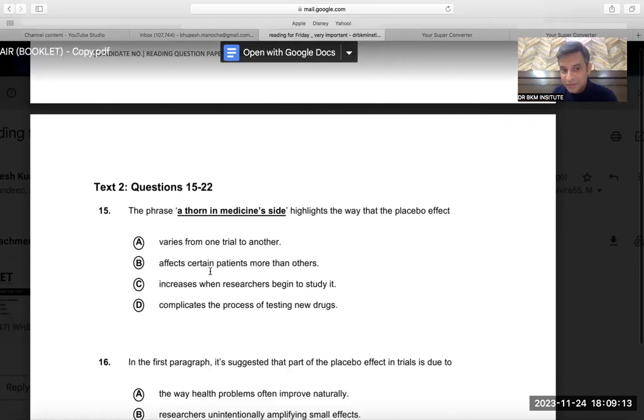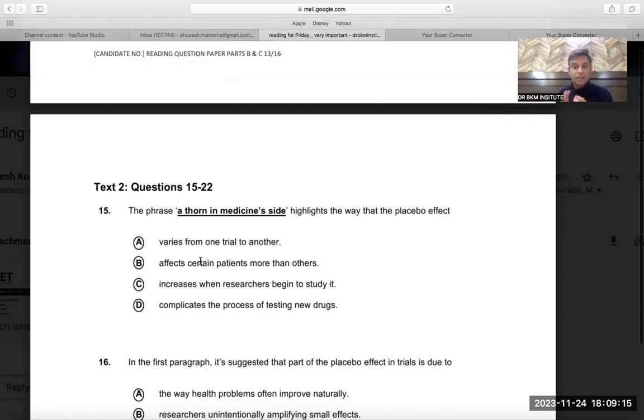Words like "certain" are very important. They were not talking about certain patients, that one patient has more effect and another patient has less effect. They were not saying that it changes from one trial to another. They were not saying that it increases when researchers study it, nothing like that. So these questions are easy elimination.